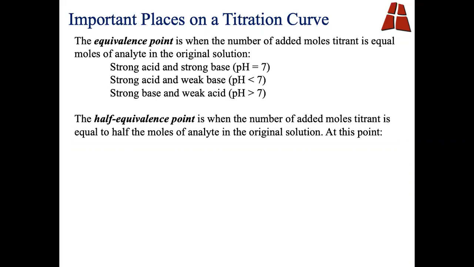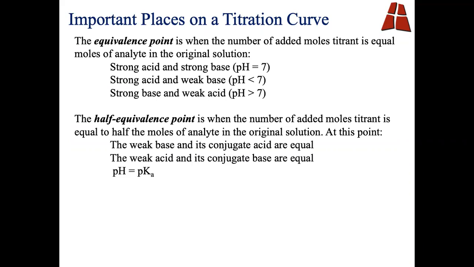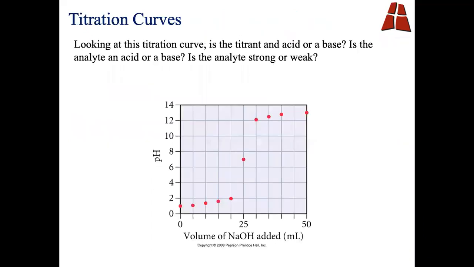Another important place on the titration curve is the half equivalence point. This is when the number of moles of titrant that is added is equal to half the number of moles in the original solution. And this is what we were titrating to last week in lab. It's when essentially our weak base and weak acid are going to be equal. And this is, of course, when our pH is equal to our pKa, because our log term with base over acid would cancel out, okay?